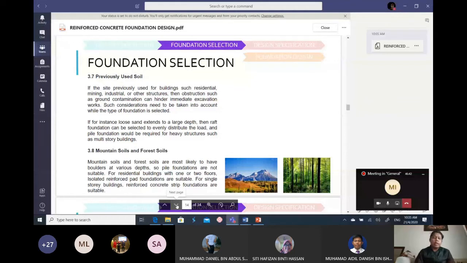Next is mountain soil and also forest soil. Mountain soil and forest soil are mostly likely to have boulders at various depths. Boulders is like batu yang besar, so that means they will be used as a base for your foundation. So pile foundations are not suitable for residential buildings. With one or two floors, isolated reinforced pad foundations are suitable. For single story buildings, reinforced concrete strip foundations are suitable.